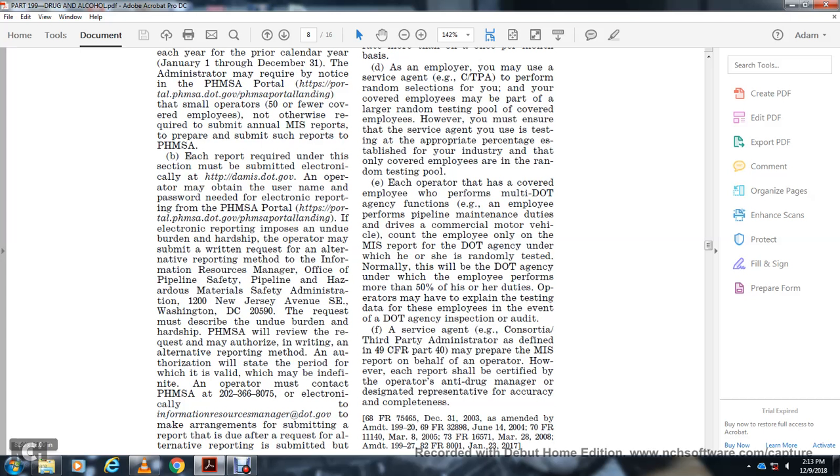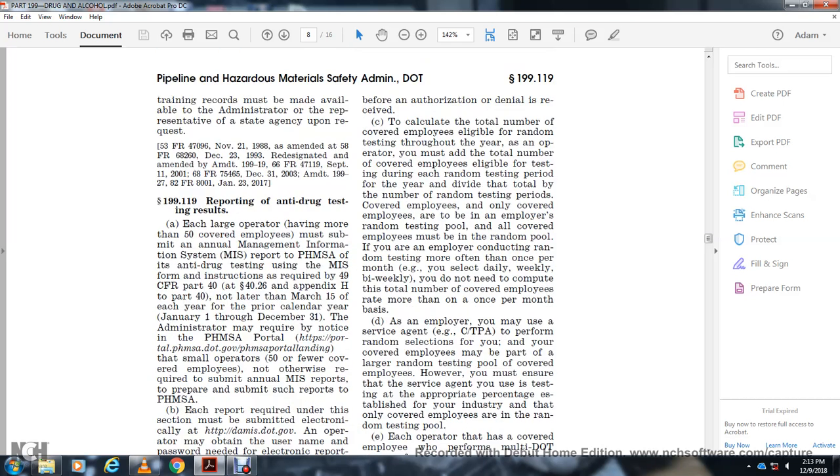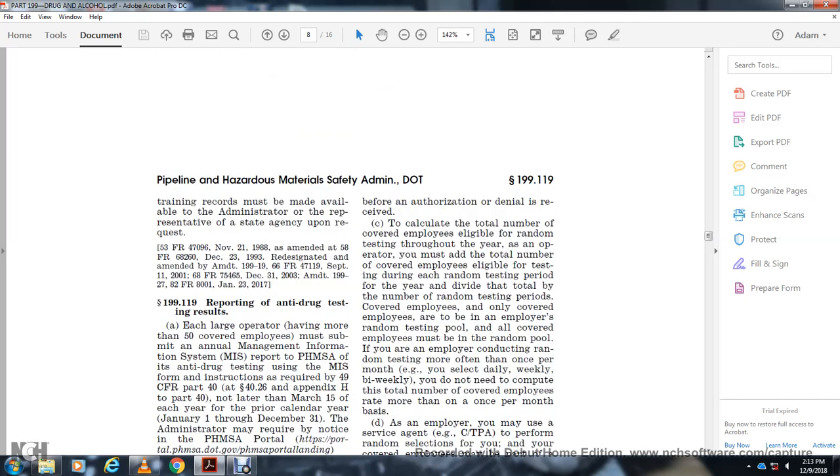at 202-366-8075 or electronically at Information Resource Manager dot gov to make arrangements for submitting the report due after the request for alternative reporting is submitted but before authorization or denial. The operator must calculate the total number of covered employees eligible for random testing throughout the year, which is the total number of covered employees eligible for testing during each of the random testing periods, divided by the total number of random testing periods in the year.